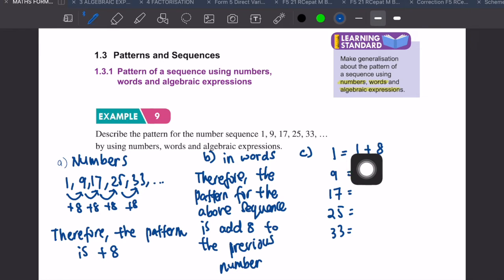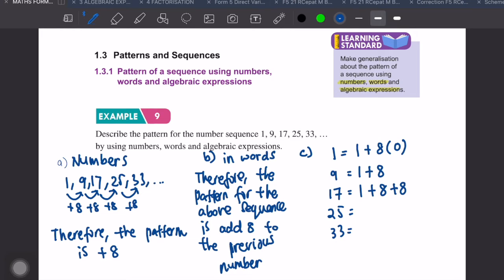How to make sure 1 plus 8 gives 1? We know that 1 plus 0 is 1. So you need to make sure this number becomes 0, so you need to multiply it by 0. And then the next number, 1 plus 8, you will get 9. The third number, 1 plus 8, you get 9, you plus another 8, you will get 17.